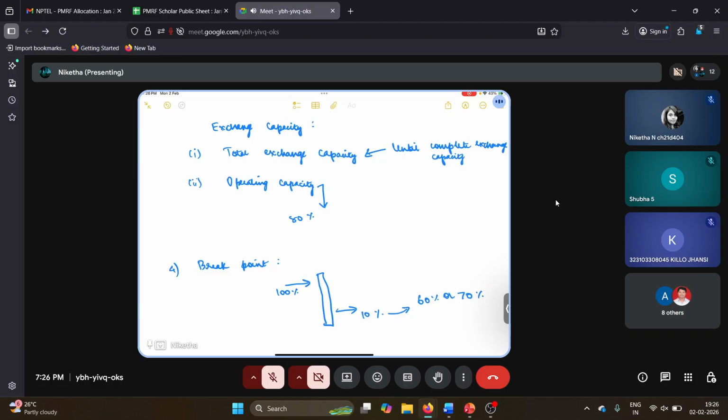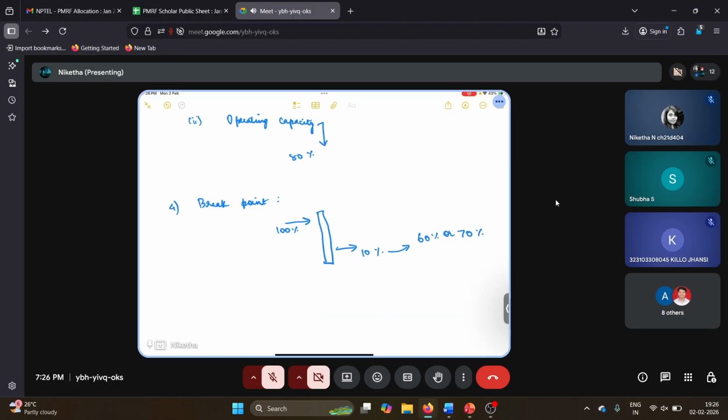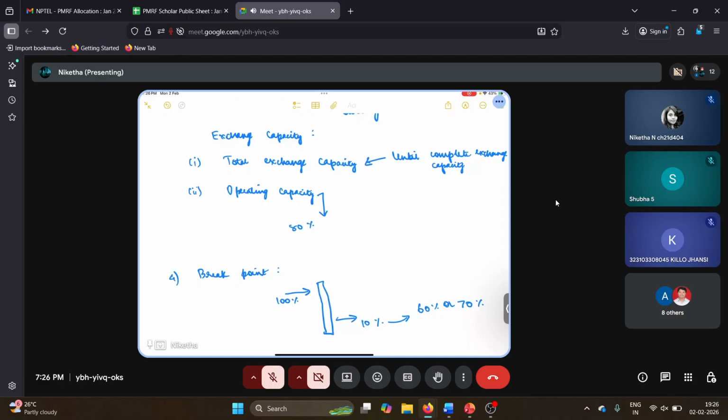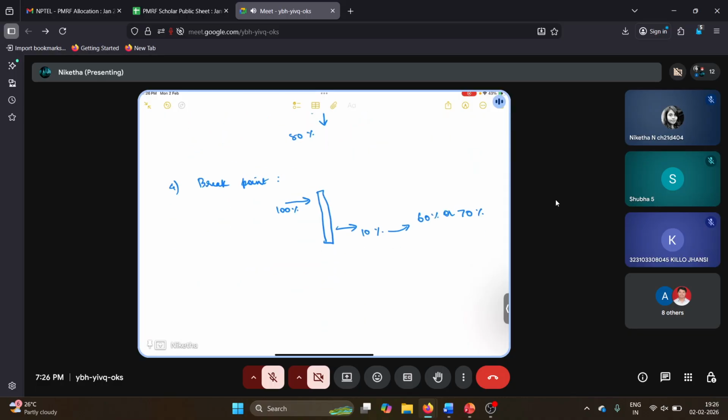That's the difference between the two capacities. Total exchange capacity means 100% of whatever ions were there on the resin are exchanged. I'm sorry, I'm confusing. Breakpoint means the amount of time that it takes so that the concentration exiting the resin will be higher than the norms laid down. If the process continues after this, then there will be 100% exhaustion. At breakpoint, there is not 100% exhaustion.